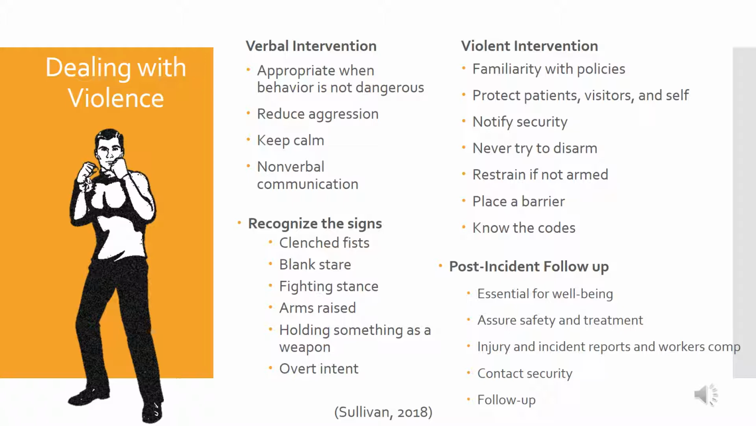After a violent incident occurs, a post-incident follow-up is essential for the well-being of the patients, visitors, and staff involved. After the event, make sure everyone is safe and that treatment is provided to those who were injured. Complete injury and incident reports as appropriate, as well as involving human resources for the process of involving workman's comp if required. If security is not already involved, contact them in order to determine if a police report is necessary. Follow up with the injured employee at home to check in on their well-being and answer any questions they may have.